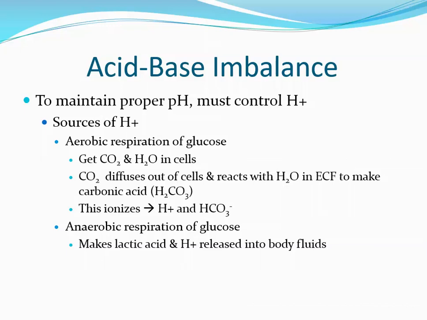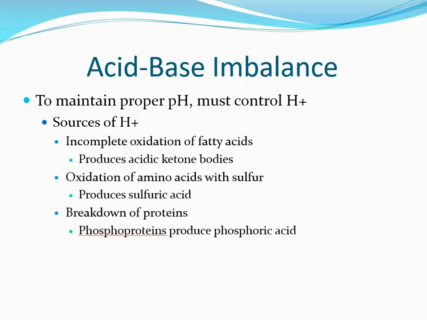Anaerobic respiration of glucose will create lactic acid, which also ionizes, releasing hydrogen ions into the body fluids. When the body breaks down fatty acids, it is often an incomplete oxidation, and this produces acetic ketone bodies. Oxidation of amino acids containing sulfur will produce sulfuric acid, and the breakdown of proteins in general results in the production of phosphoric acid. Both of these are very strong, very potent acids.